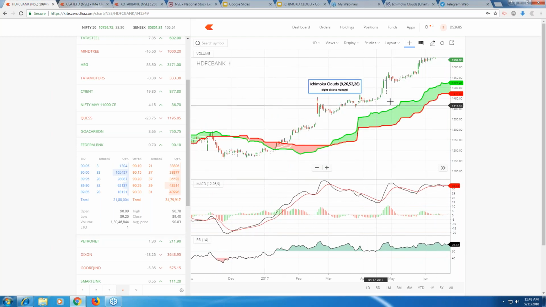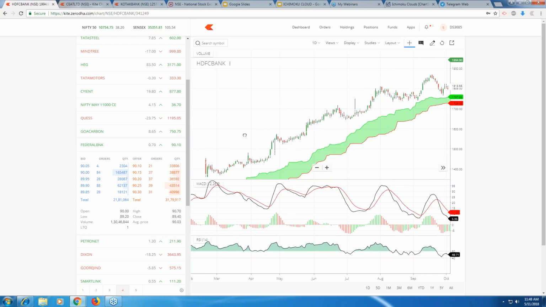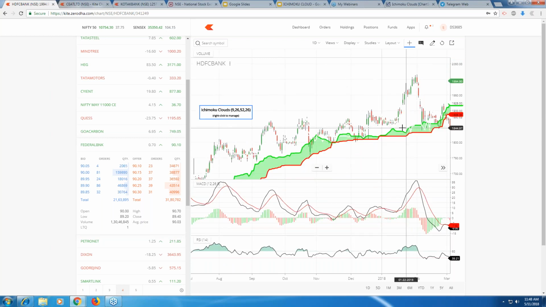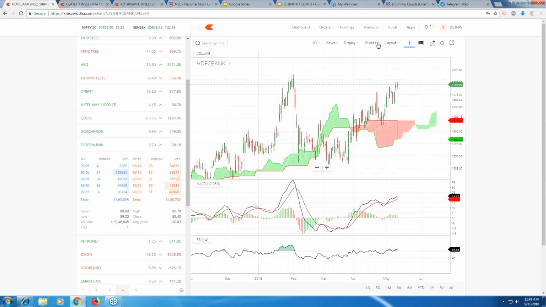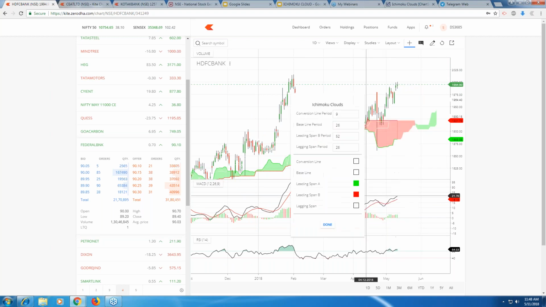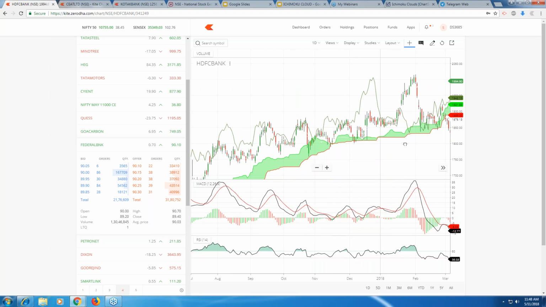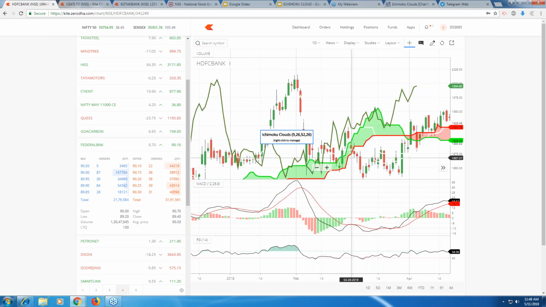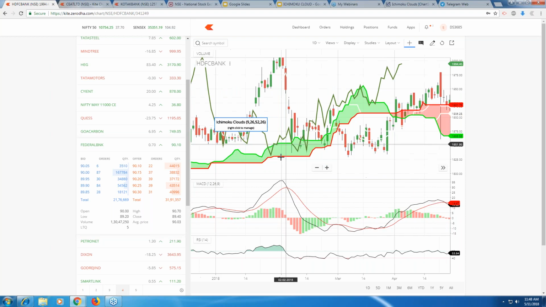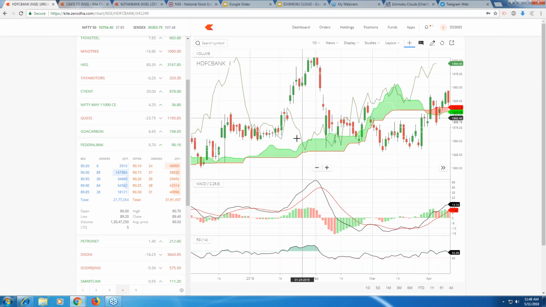Now, after that, what you can do is go to studies, go to Ichimoku Cloud, and add the lagging span, add the olive color here, and done. Now you see what's happening, how the prices are when the stock is planning to go up. Like see here, price is above, but the lagging line is below, right?